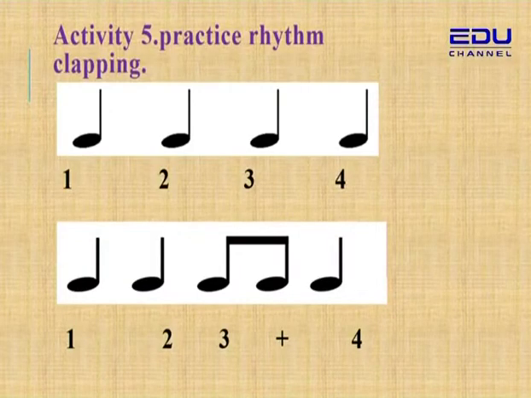1, 2, 3, and 4. Oh, it's 3 and 4. Yes, because this is a full crochet. Oh, I understand. Only that half and a half. So, ta, te, ta. Makes sense. And 4. Three. So this is the way you're supposed to clap.